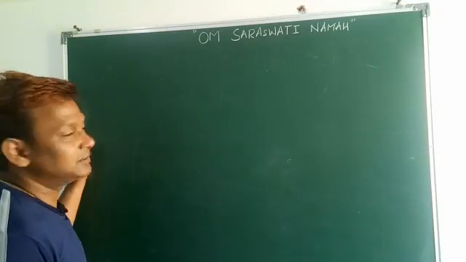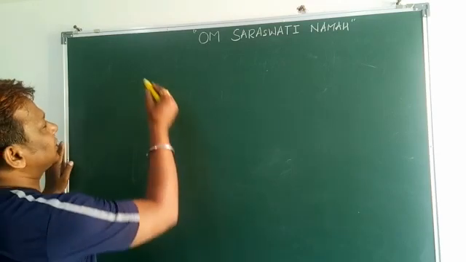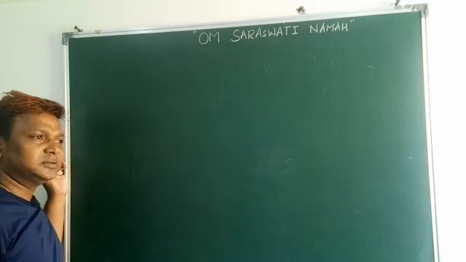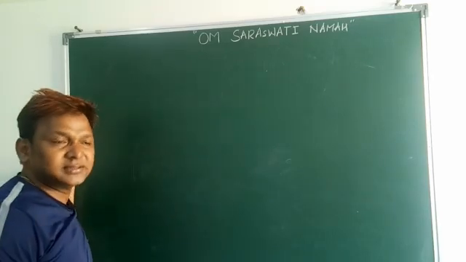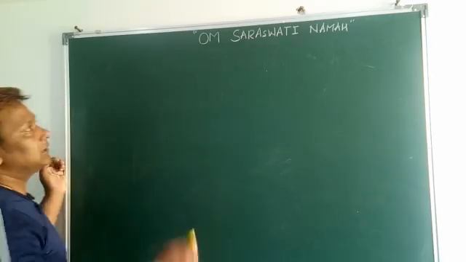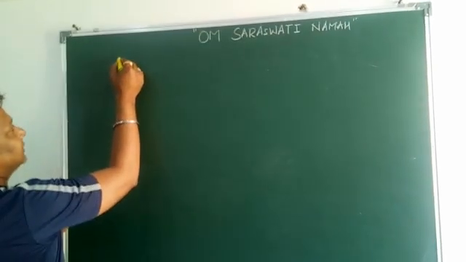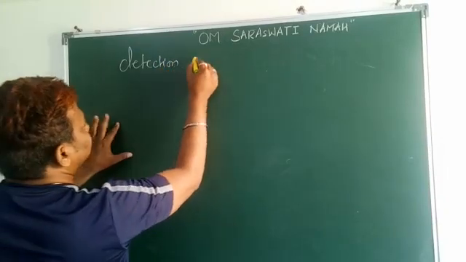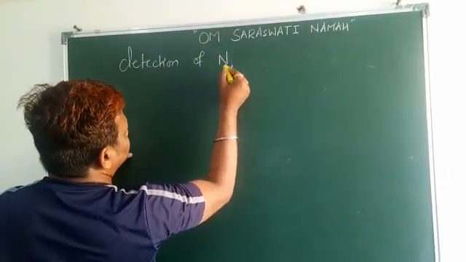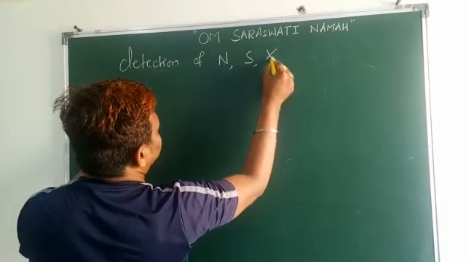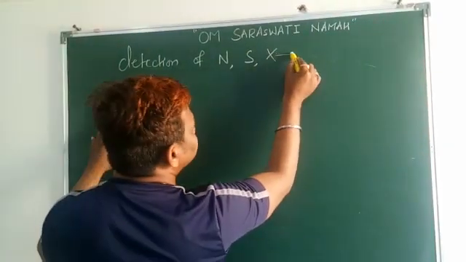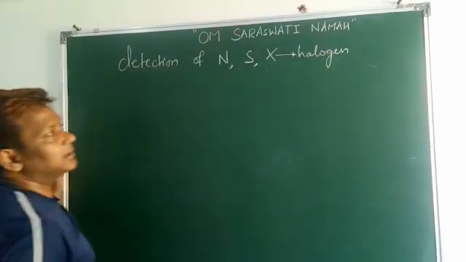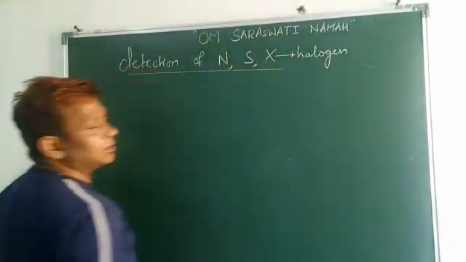Hello my dear children. Now the second part of this qualitative analysis, we are going to discuss the detection of nitrogen, sulfur, and even we can say the halogens. So how to detect this? Now the next topic is the detection of nitrogen, sulfur, halogen. This X denotes the halogens. So how to detect the nitrogen, sulfur and halogen present in the organic compound?